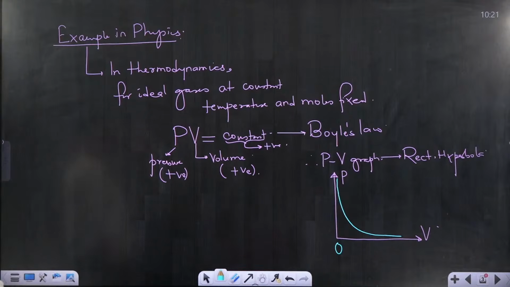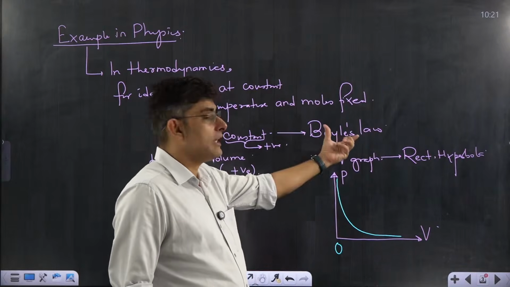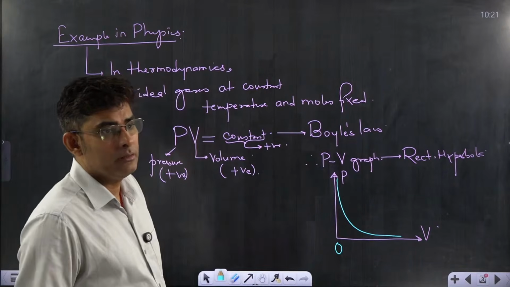So pressure is inversely proportional to volume when temperature and moles are kept fixed. This is called Boyle's law. It is important.